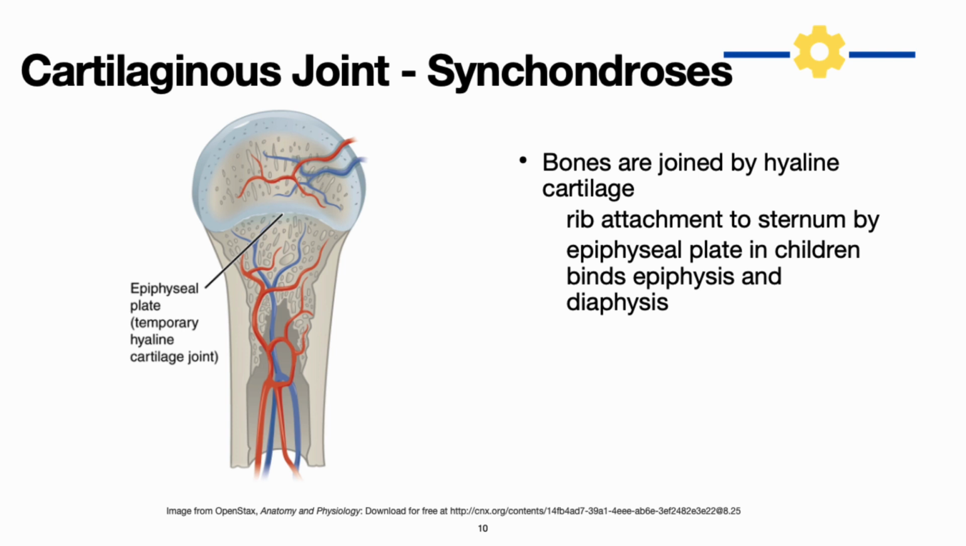One example would be the rib attachment to the sternum by this hyaline cartilage. So the ribs are attached to the sternum by this hyaline cartilage that is going to help form the rib cage. And then the joints at the ends of long bones that are present in children that are still growing, called the epiphyseal plate, which we talked about in the skeletal system lecture, technically is a synchondrosis until it eventually ossifies.